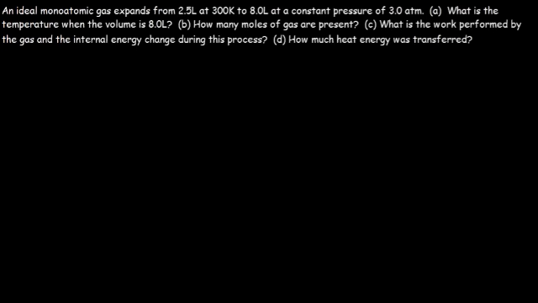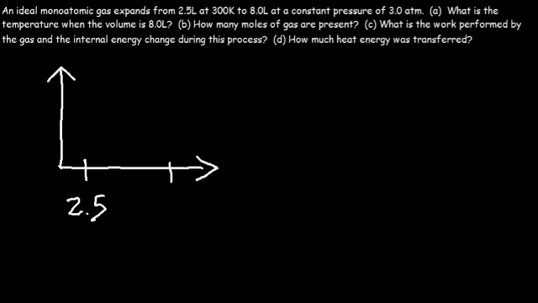An ideal monoatomic gas expands from 2.5 liters at 300 Kelvin to 8 liters at a constant pressure of 3 atm. What is the temperature when the volume is 8 liters? So let's draw a PV diagram. Now the first thing we want to do is identify what type of process we have. And it turns out that this is an isobaric process, since the pressure is constant. The volume changes from 2.5 liters to 8 liters. And the pressure is always at 3 atm.